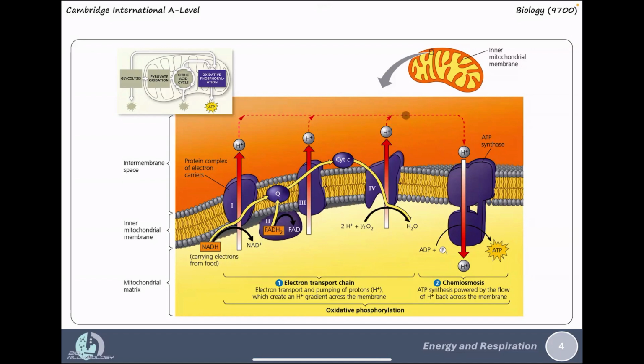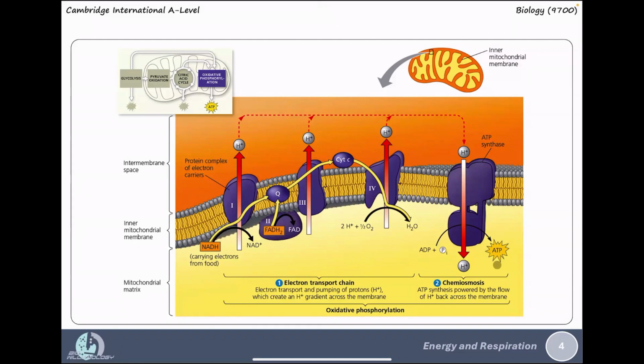For protons to diffuse back into the mitochondrial matrix, it is impossible for them to pass directly across the inner mitochondrial membrane, because it is a barrier due to the phospholipid bilayer. The only way for protons to move from the intermembrane space back to the matrix is to pass through this proton channel. When they pass through the channel, energy is released, and this energy is used by ATP synthase to phosphorylate ADP to form ATP.